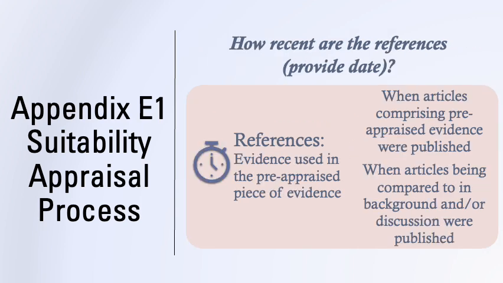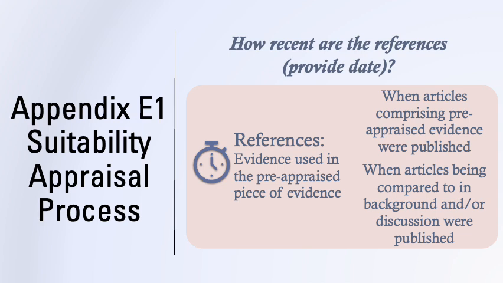The fifth question asks, how recent are the references? And there's a notation to provide dates. When we look at references, we want to look at both the individual pieces of evidence that were appraised to form the pre-appraised piece of evidence, as well as the references that are referred to in the background and introduction section as part of a literature review, as well as the references that were used for comparison to the findings from the pre-appraised evidence in the discussion section.